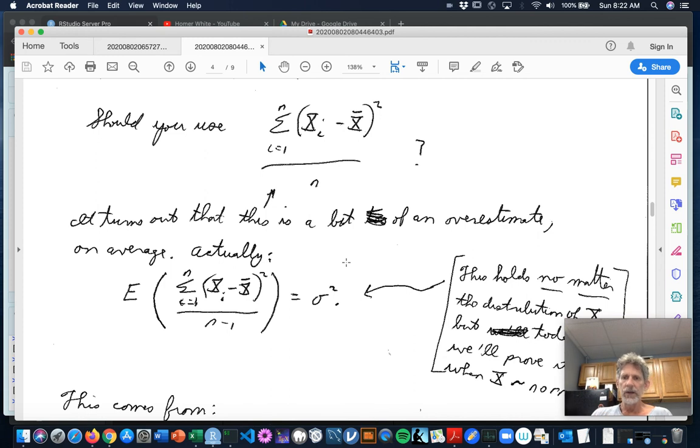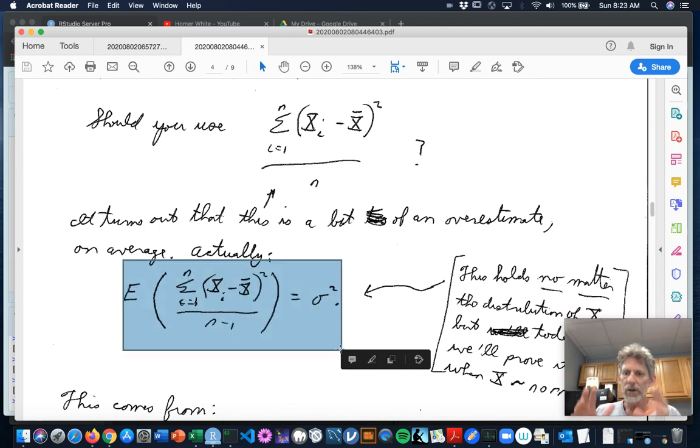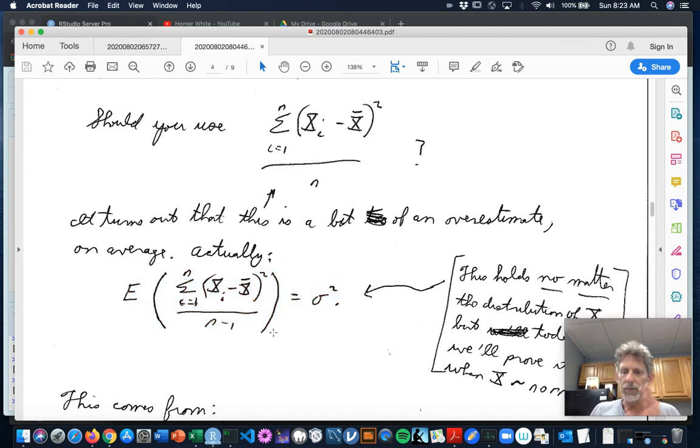Actually, to correct it, to get the expected value to be exactly sigma squared, you need to divide by 1 less than the sample size. That actually works. No matter what your underlying random variable capital X is, that expected value is going to be sigma squared, okay? As long as the underlying random variable does have a variance, sigma squared. It'll work. I'm not going to prove that today. It's not too terribly hard to prove. We might do it sometime when we're together.